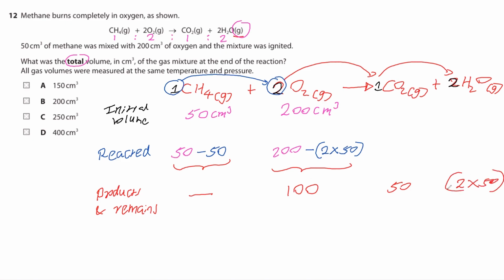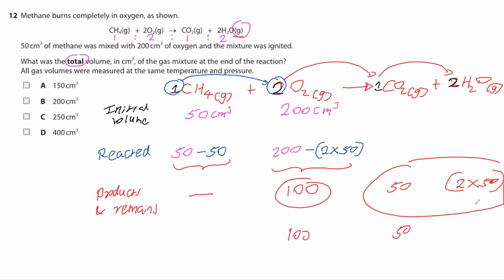So they are asking what is the total volume at the end of the reaction. It can be remainings or products. Both of them are valid. So remainings, we have 100. Products, we have 50 carbon dioxide and 100 cubic centimeters of water vapor. When you add them together, 100 plus 100 plus 50 is 250. So our answer for question number 12 is C.